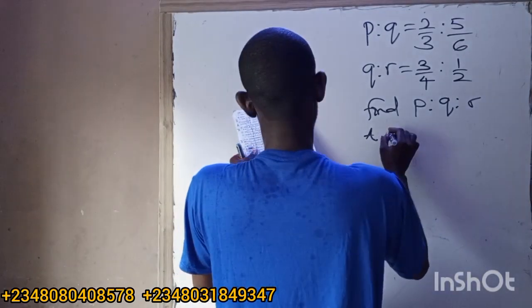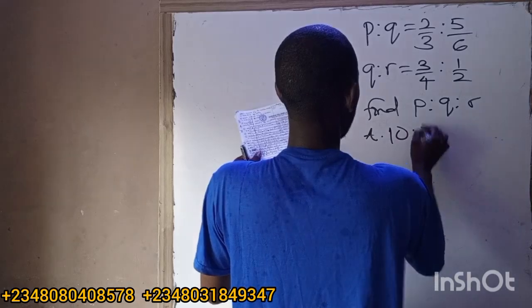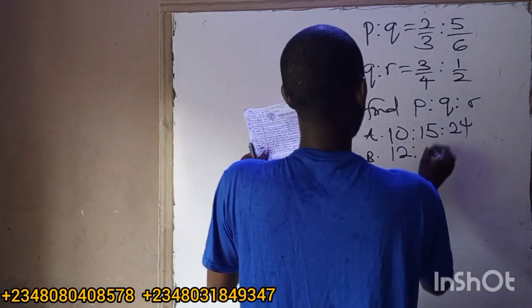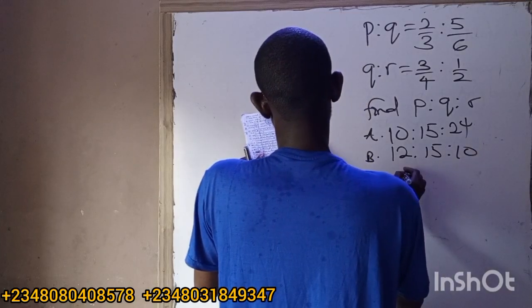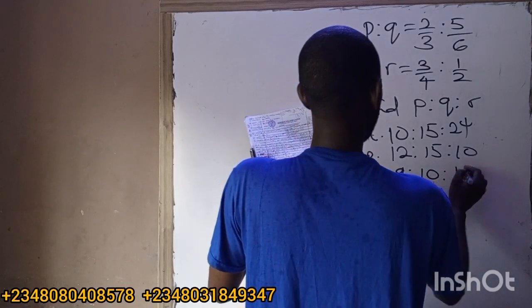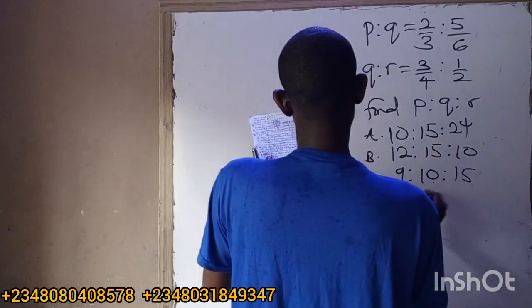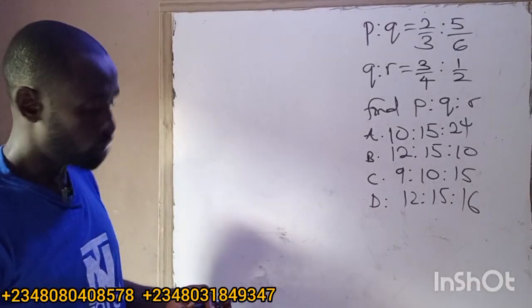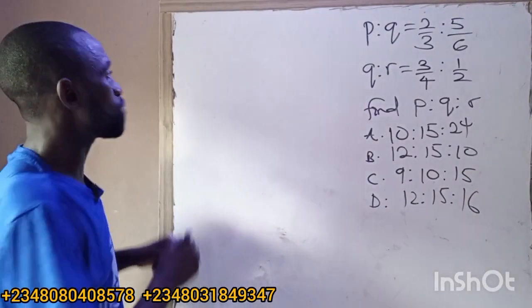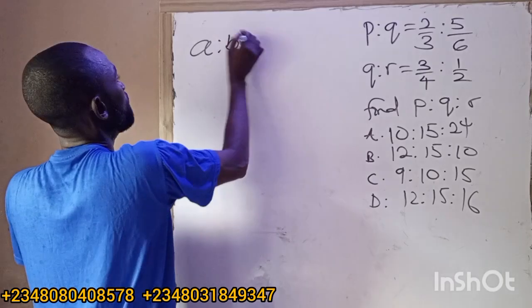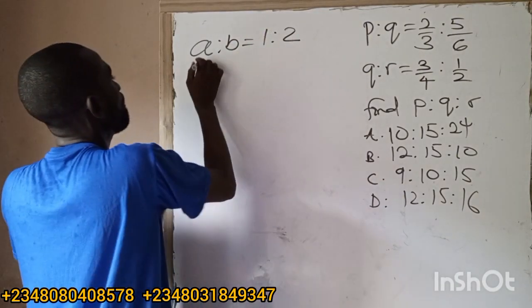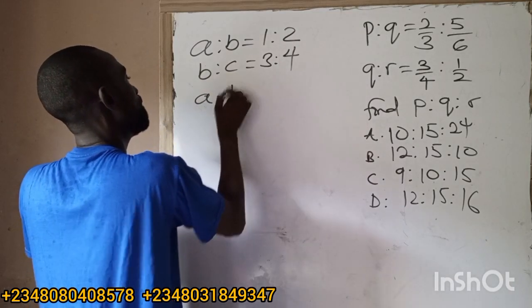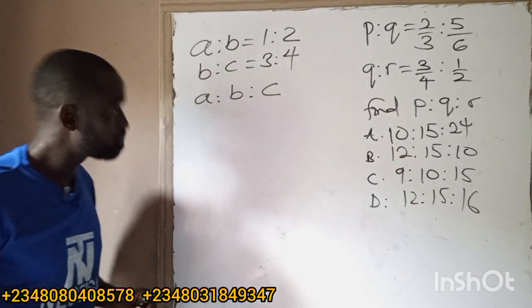We're given A: 10 ratio 15 ratio 24; 12 ratio 15 ratio 10; 9 ratio 10 ratio 15; and 12 ratio 15 ratio 16. Before I start this question, let me quickly introduce a shortcut under this form of ratio. Suppose we are given A ratio B as 1:2, and B ratio C as 3:4. We are now to find A ratio B ratio C.